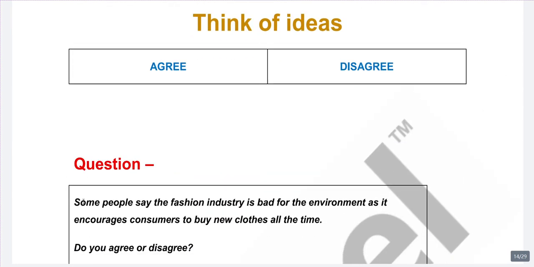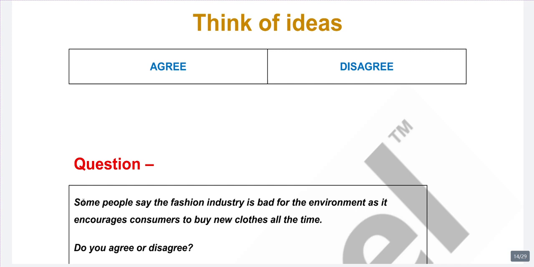Now, before writing, this is one of the most important things, if not the most important: you have to think of ideas before you start writing. It should not be that you start writing and then think of ideas. The other thing I tell my students is to think about both sides. If you agree with the question, give me 2 or 3 reasons why you agree, and if you disagree, give me 2 or 3 reasons why you disagree.